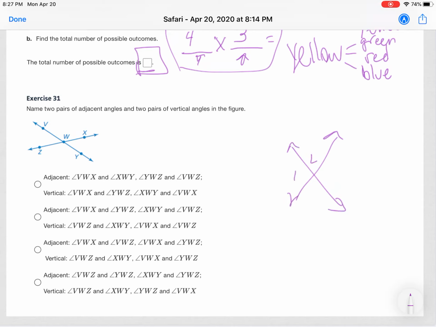I'm going to label these 1, 2, 3, and 4. In my example over here, 1 and 2 are adjacent, 2 and 3 are adjacent, 3 and 4 are adjacent, or 1 and 4 are adjacent. Vertical angles in my example would be 2 and 4, or 1 and 3. Hopefully you can use this example over here to help you figure out the answer to this question.